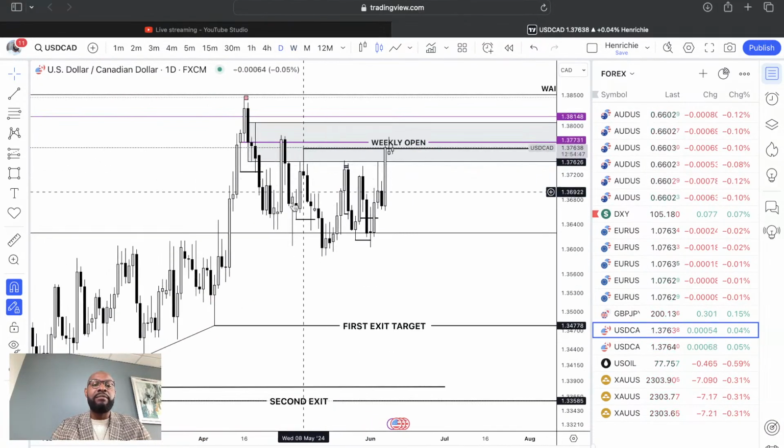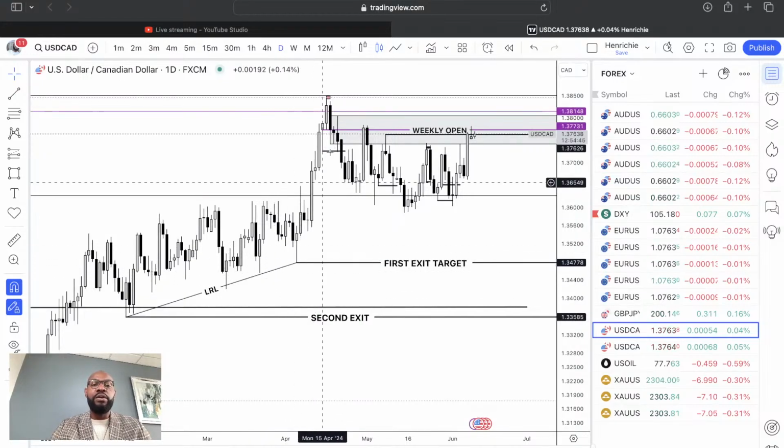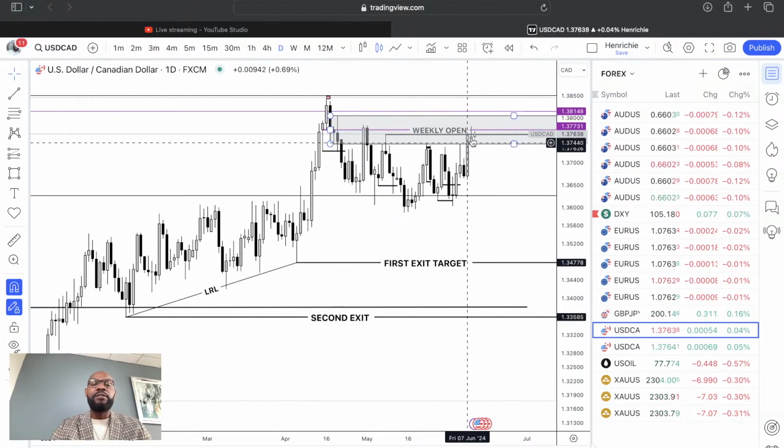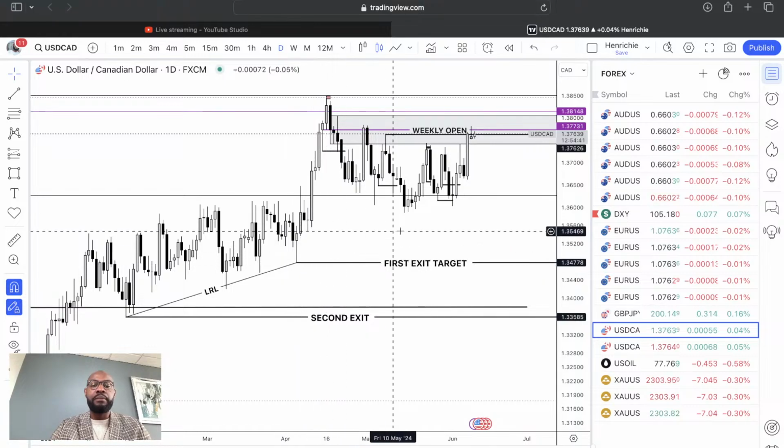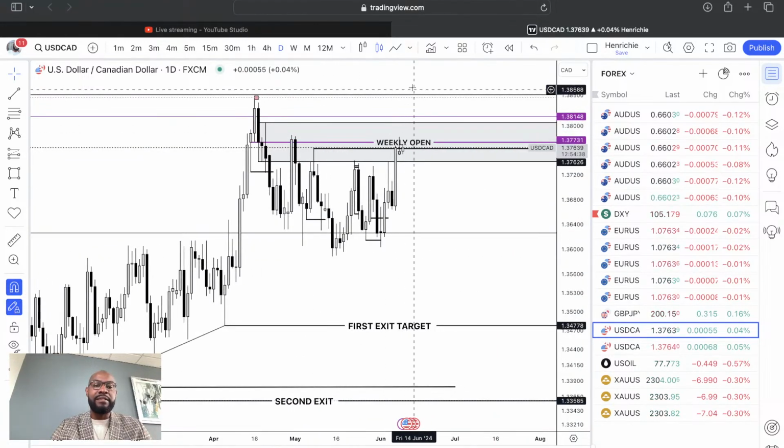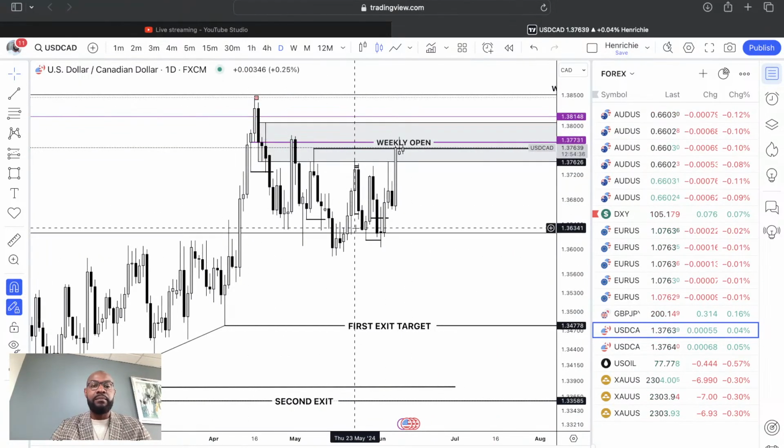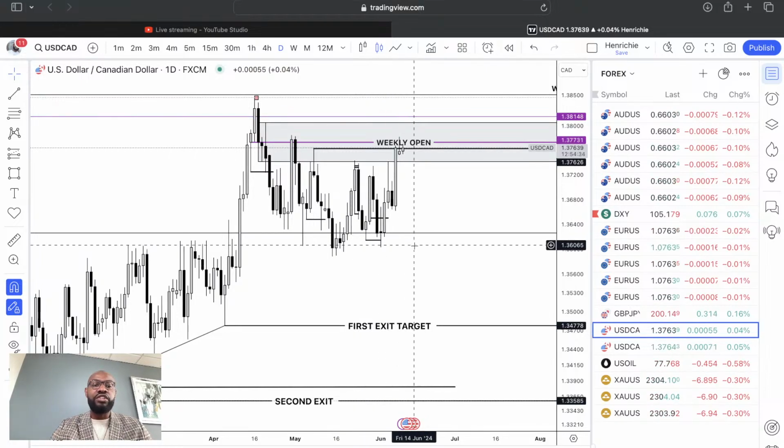Looking at the 4-hour daily time frame, we still have a low here and this high. So until this major low gets broken, anything can happen. Price can still decide to run the buy side liquidity. So that is what I'm watching on USD CAD. If you do have any questions, feel free to drop it in the chat.